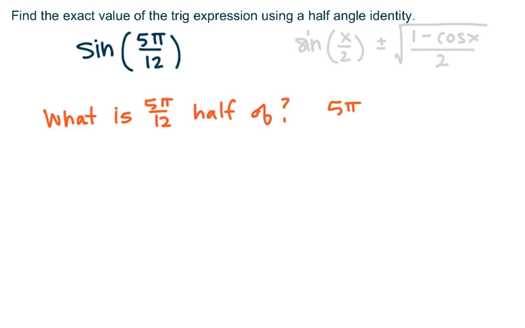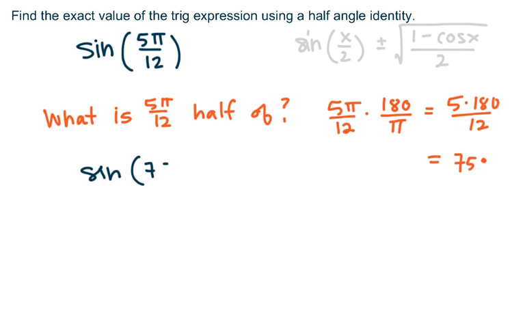So 5 pi over 12 times, turning this into degrees, we'd multiply by 180 over pi. So that is 5 times 180 over 12. And that conversion gives us 75 degrees. So we're being asked to find sine of 75 degrees. Well, what is 75 degrees half of? 75 is half of 150. And 150 is a measure on my unit circle.